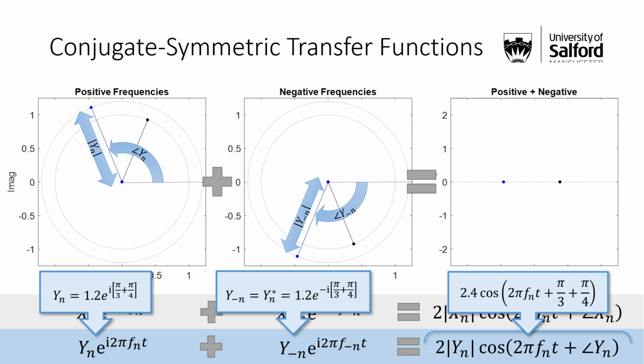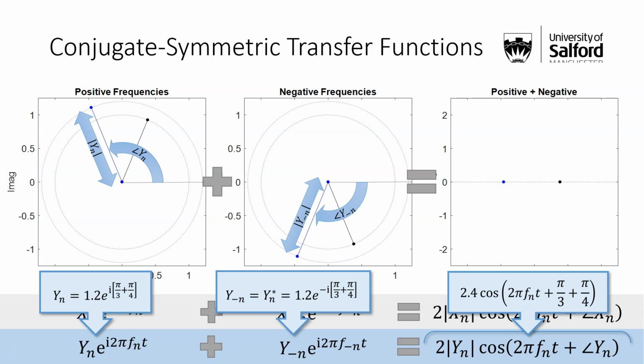And that rotation is again anti-clockwise for the positive frequencies and clockwise for the negative frequencies. And when we put those together, we'll find that the phase, of course, turns up inside the cosine and the magnitude gets doubled out the front. Now, that's the same sort of stuff.